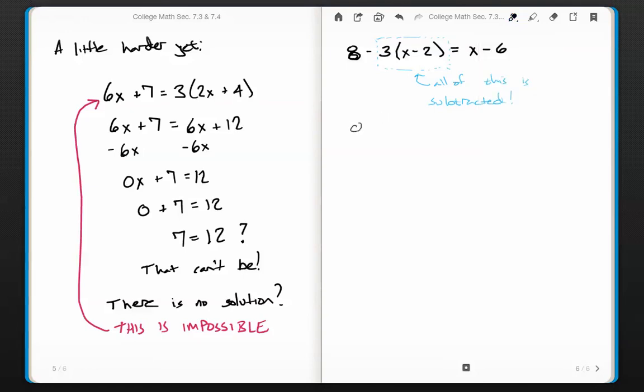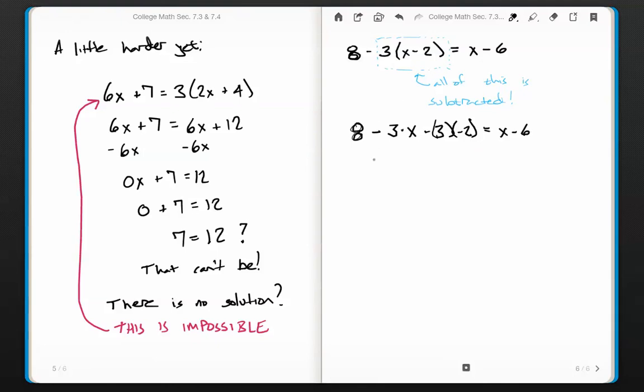So I have 8. I'm struggling with my 8s on this problem. 8 minus a 3 times x, and then minus a 3 times a negative 2. Boy, there's a lot of minuses. I mean, minus a 3 times a negative 2. Wow, okay. Equals x minus 6.